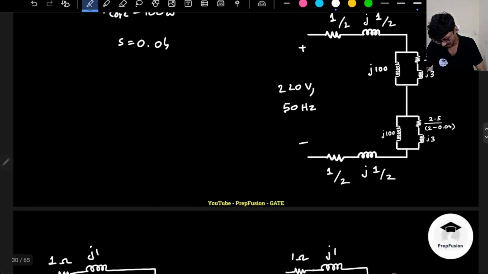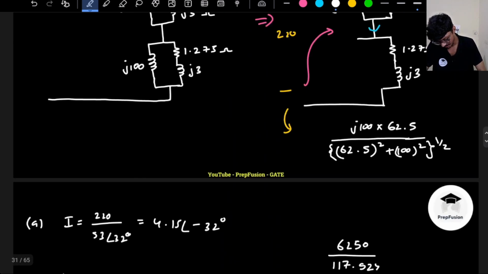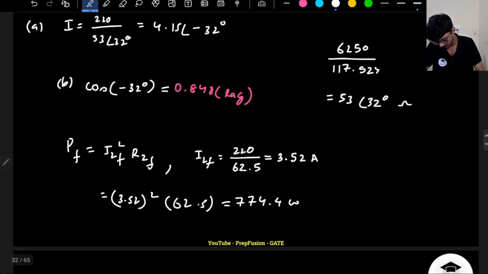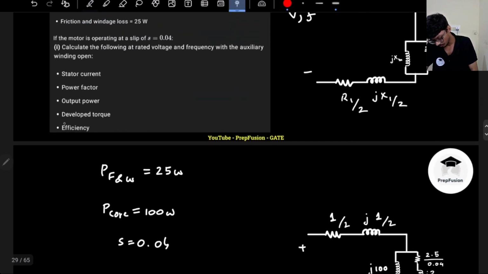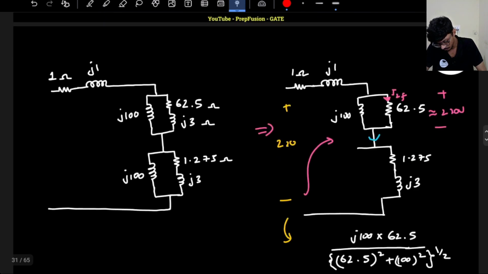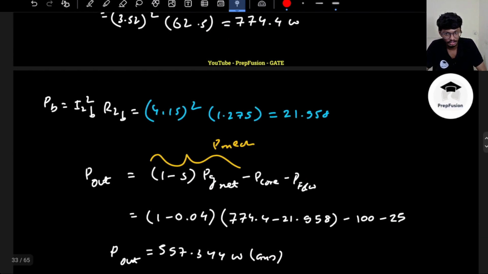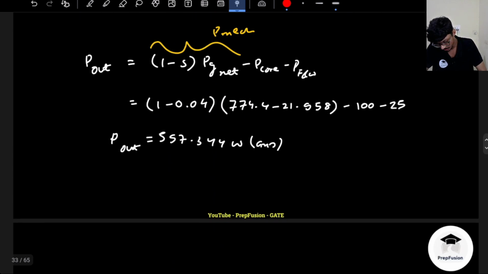Now next, what they are asking, output power we have calculated, this is one of the answers. The torque, they are asking me the developed torque. Now developed torque is different. The developed torque is the torque developed before the shaft, right? So shaft torque is different, developed torque is different, right?